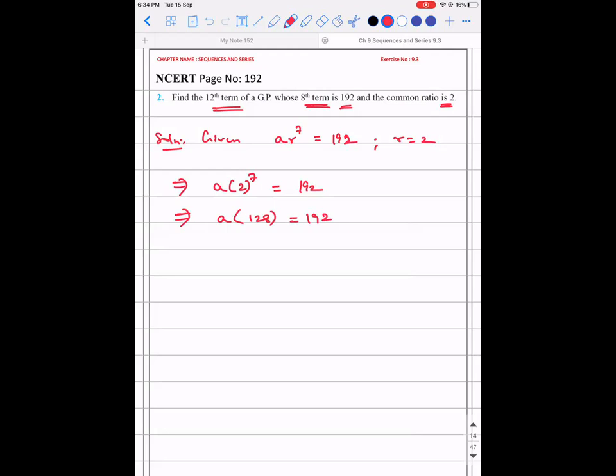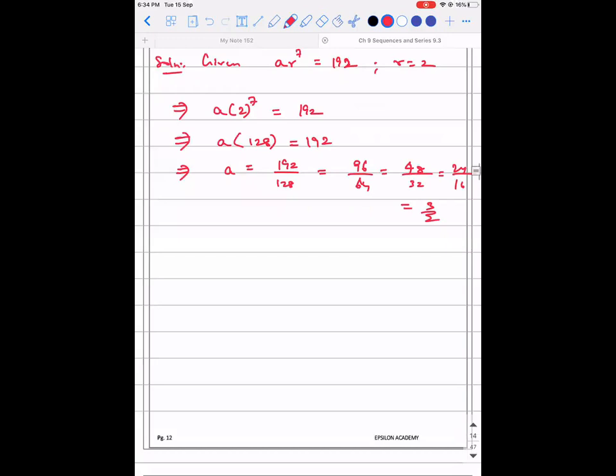2 cube is 8, 8 times 8 is 64. They are not divisible, obviously. So you will get it as 192 divided by 128. What is the fraction getting reduced to? It is 96 divided by 64. That will be 48 divided by 32. That will be 24 divided by 16. Further reduced, 3 by 2, sir. So A is 3 by 2.